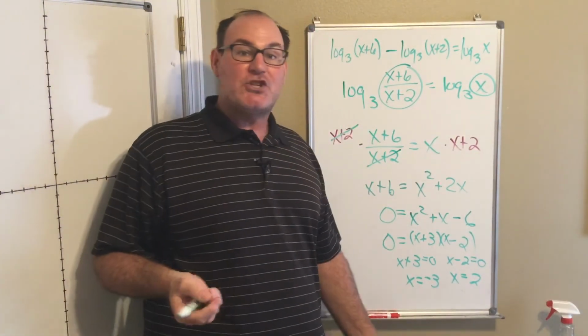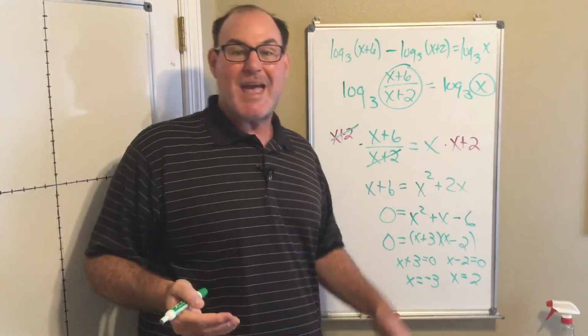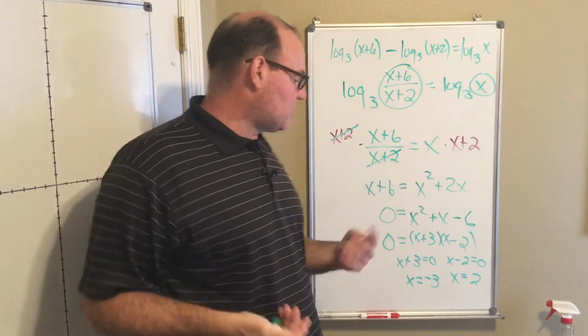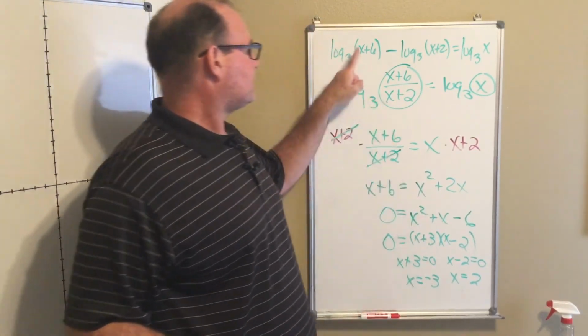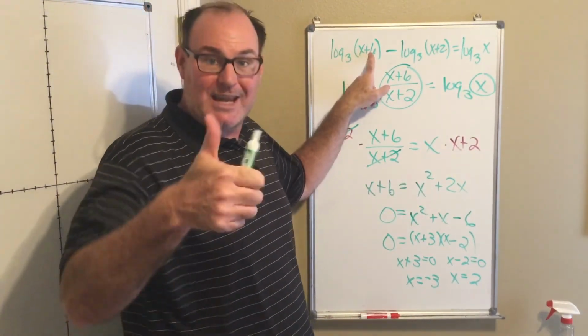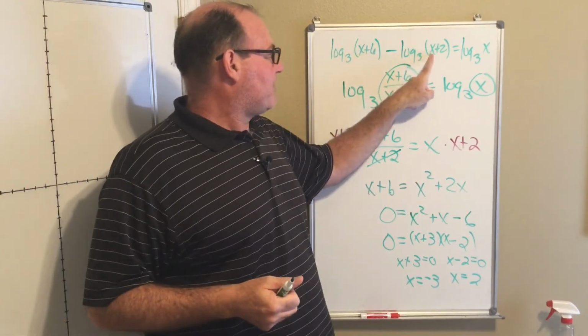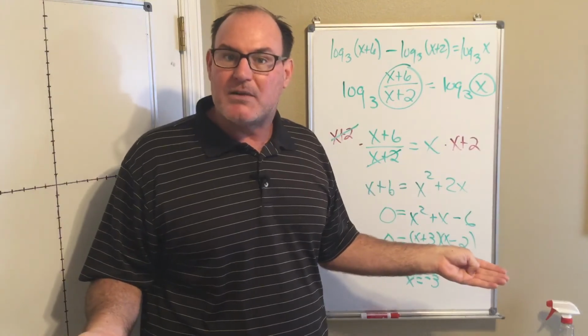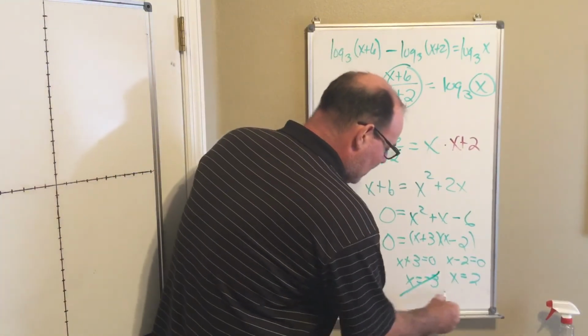So I'm just going to make sure, again, that these fall in the domain, meaning what I'm taking the logarithm of has to be bigger than 0. So let's try the -3. -3 plus 6 is 3. That's good. -3 plus 2 is -1. Uh-oh, we cannot take the logarithm of a negative number. So I'm going to throw that one out.